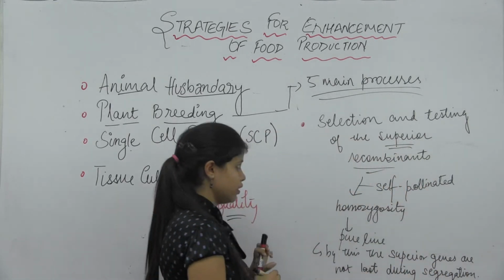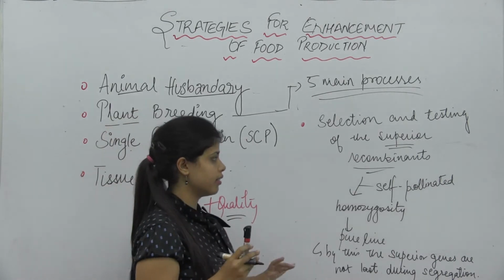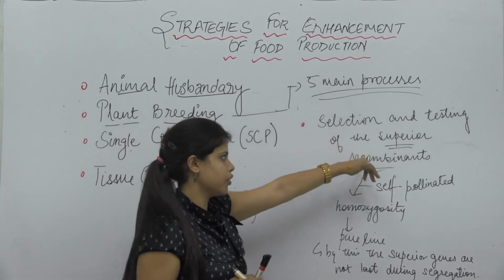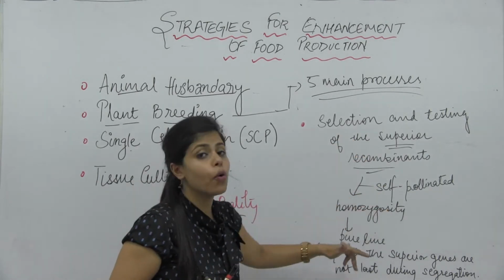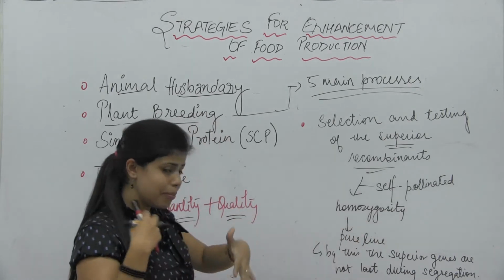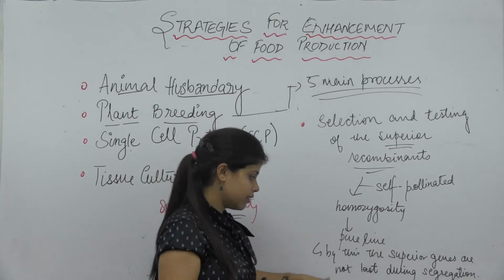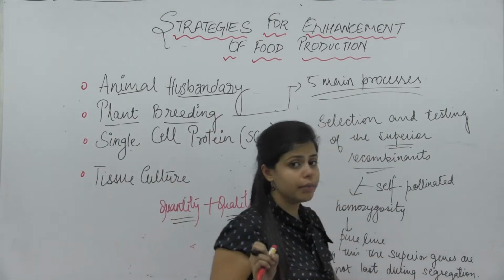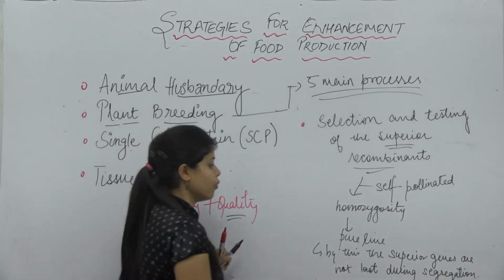Yes. So selection and testing of superior recombinants. In selection and testing of superior recombinants, the superior recombinants are self-pollinated and undergo homozygosity, which leads to the making of a pure line, right? So by this, the superior genes are not lost during the process of segregation. But this is a very important process, you should know.